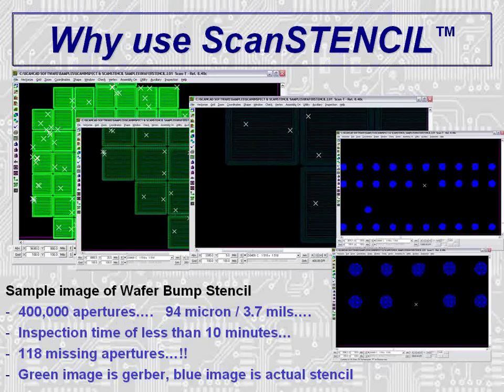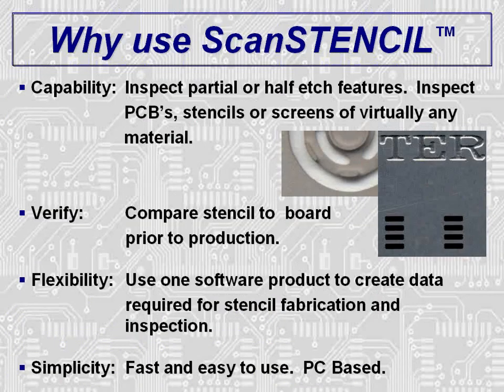100% automatic inspection of 400,000 apertures in less than 10 minutes. Clearly, a powerful tool. Some additional reasons to use ScanSTENCIL are the ability to inspect stencils or screens of virtually any type of material, including metal, plastic, paper, etc. Even inspect partial or half-etch features with color imaging.